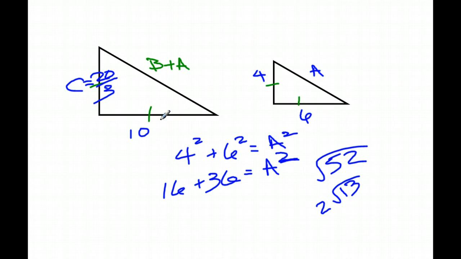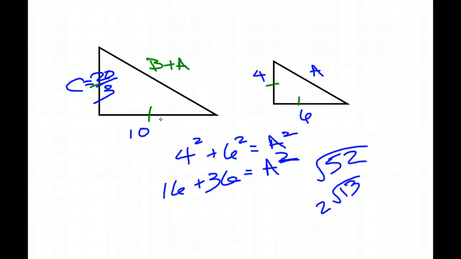You're saying that 4 times 13 is 52? Yeah, that's right. Okay, so 2 times the square root of 13 is your hypotenuse for the small one. Now you've got 2 times the square root of 13 plus b to give you the length of this hypotenuse. Can you just do Pythagorean? Yeah, you could do Pythagorean to find that other one.